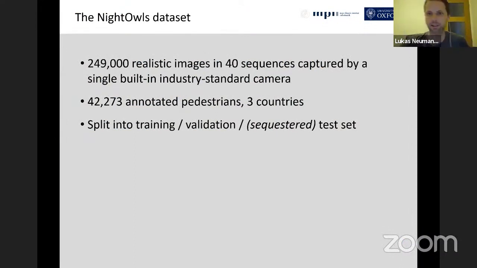Let me quickly go through what the dataset is and what is the unique feature of this dataset. The NightOwls dataset is a fairly large-scale dataset captured by an industry standard camera. The dataset is captured in three different countries, so there's quite a lot of variety. And the most important thing is that the dataset is captured at night only.